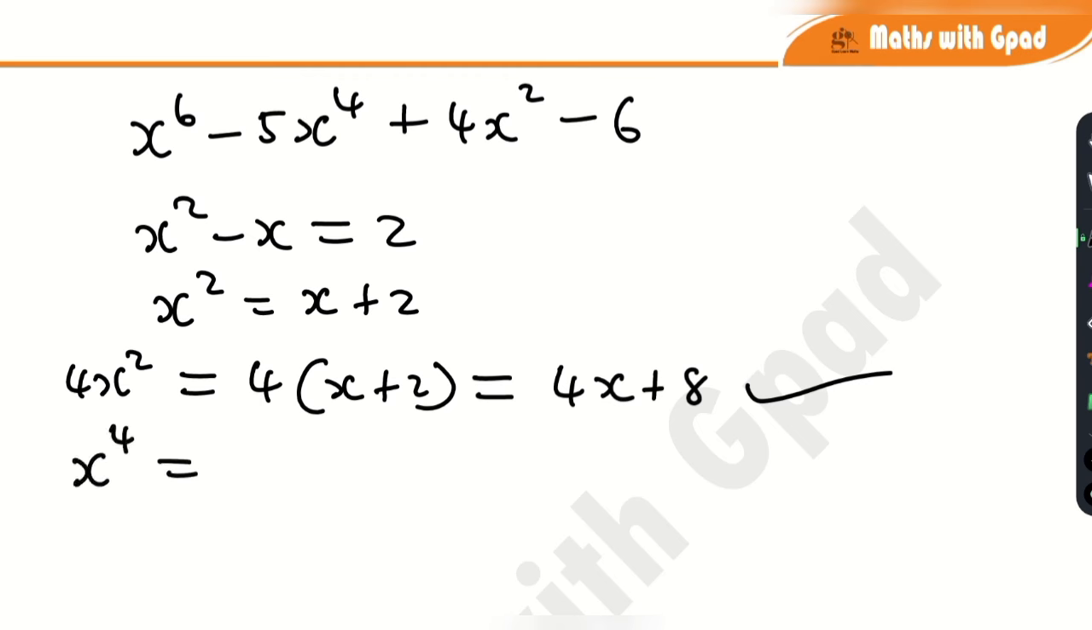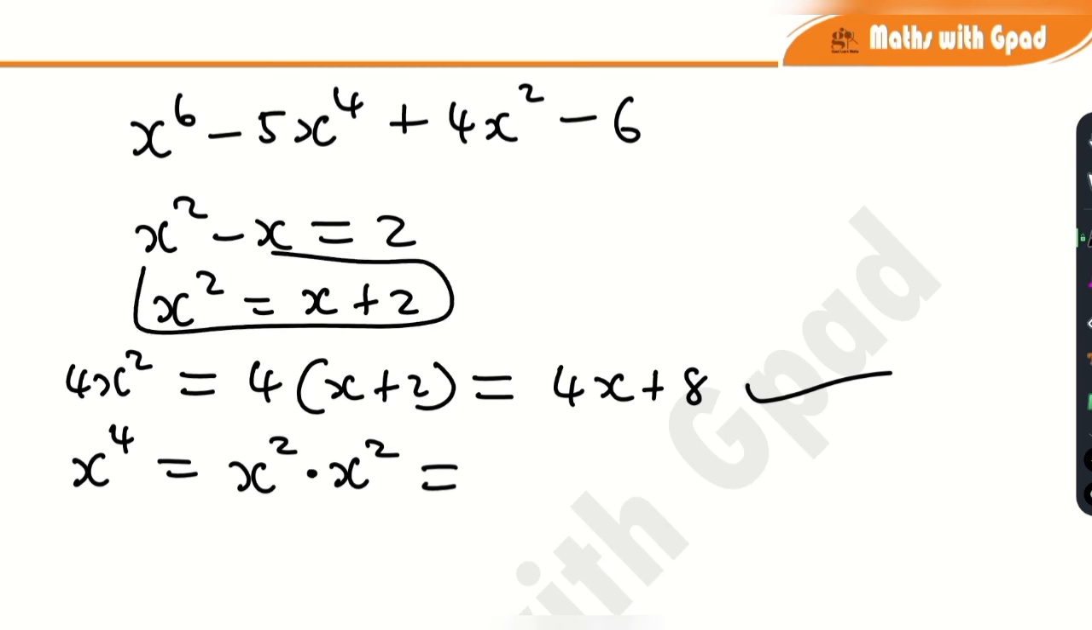Remember, from one of the laws of indices, this can be expressed as what? x raised to power 2 times x raised to power 2. When you apply the law of indices, you add the exponents and you get x raised to power 4. So what is x raised to power 2? From what we have here, it is x plus 2. So I'm going to substitute x plus 2 and then x plus 2.